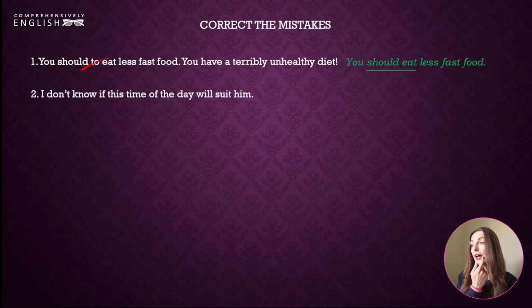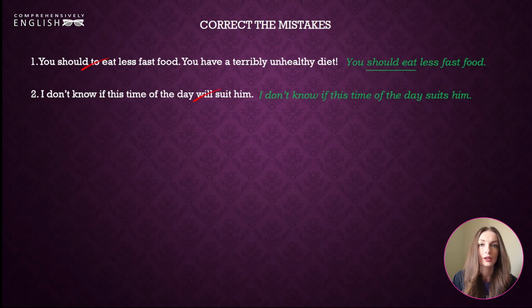Okay, I don't know if this time of the day will suit him. What we should change here is this will. The sentence should be: I don't know if this time of the day suits him. You probably already know that we cannot use will in conditional clauses, but this is not a conditional clause. It's an object clause. I don't know what. I don't know if this time of the day suits him.